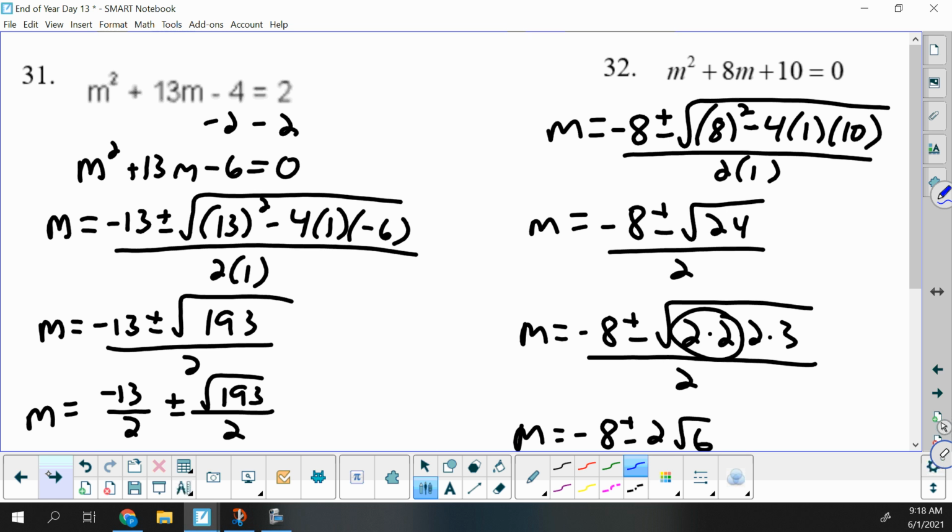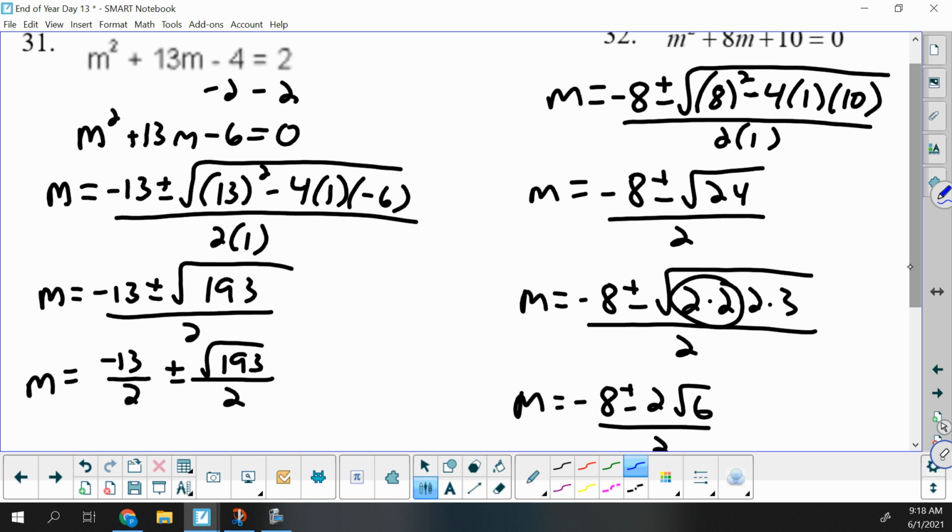Going to the next page, 31, we had to subtract the 2 over first. Then we could pick out our A of 1, our B of 13, and our C of negative 6. Fill those into the quadratic formula, put the numbers under the radical in, and you get 193. Menu number factor for 193 does not give us any factors that occur more than once, so just put them each individually over the 2.